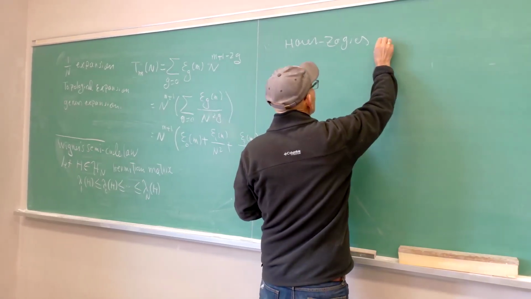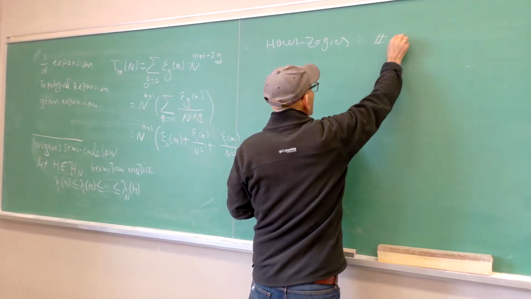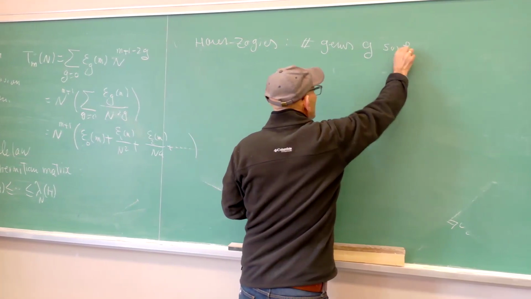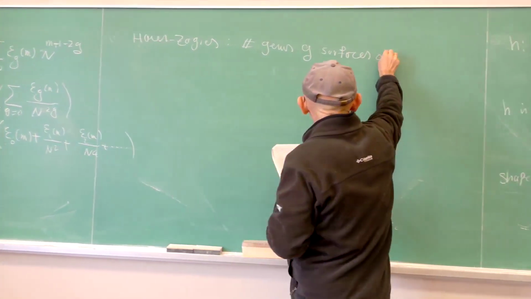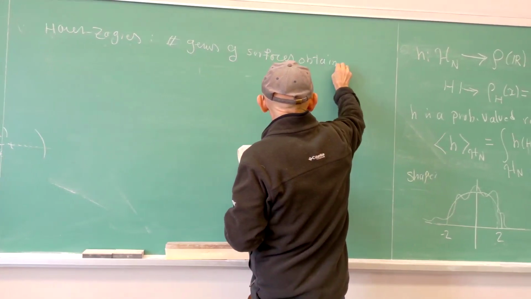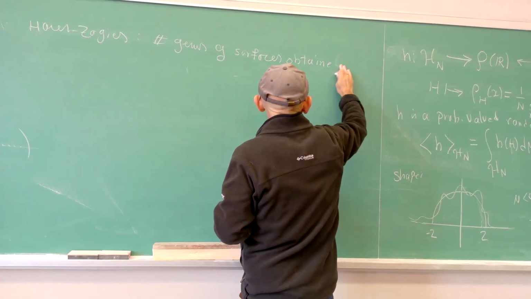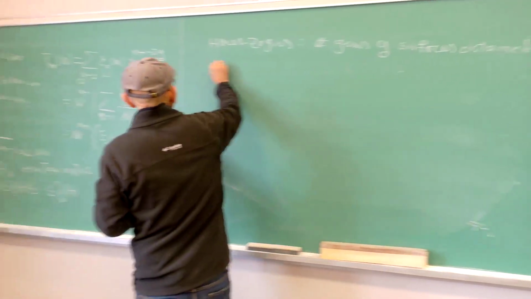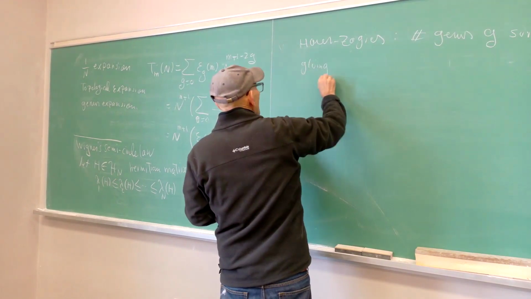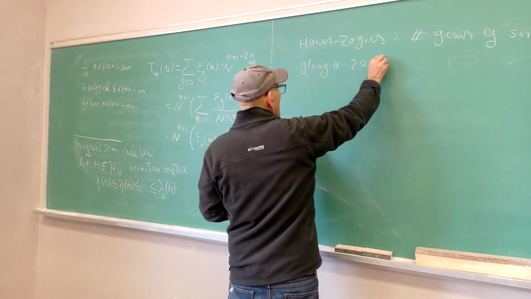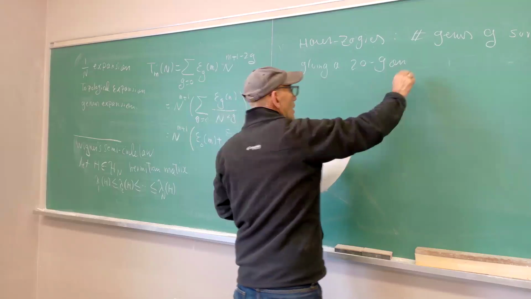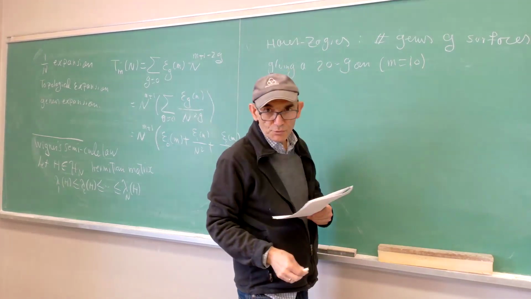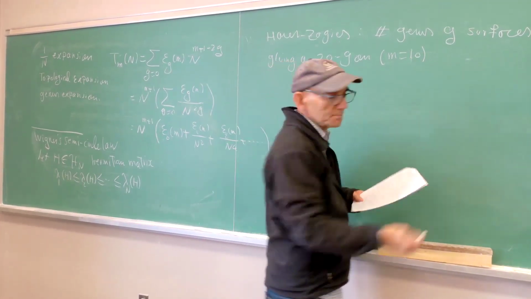The number of genus g surfaces obtained by gluing a 20-gon. So m is 10 in this case. In other words, we want to compute epsilon g 10.